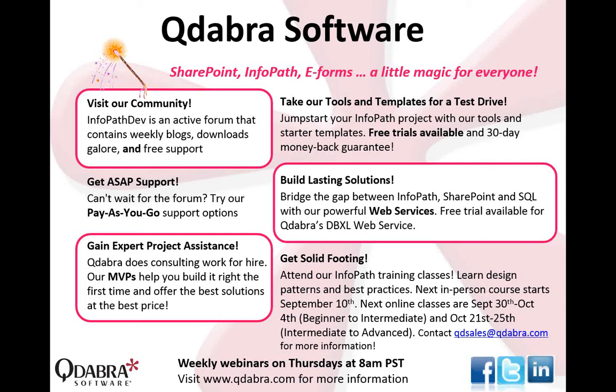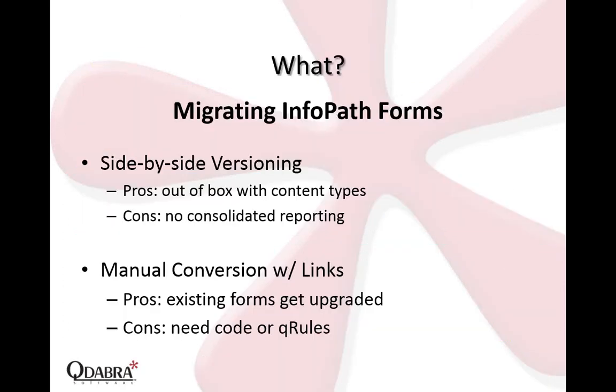Okay, let's dive into the topics for today. So as I said before, we're focusing on migrating InfoPath forms. The first 2 techniques we'll be looking at are side-by-side versioning and manual conversion with links. So side-by-side versioning is a great out-of-the-box method. You don't need any additional bells and whistles. You can do this strictly with InfoPath and SharePoint. However, the problem is that you end up with multiple templates and forms that open in different templates, so there's no consolidated reporting that you can do using that technique.